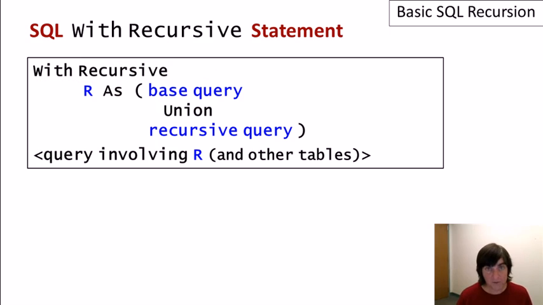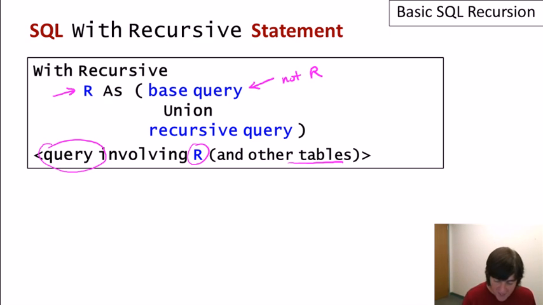Now let me show what the typical form is of one of these recursive specifications in the with statement. So this example I'm giving has just one R specified in the with statement, and then the query at the bottom, again the final result of the recursive with statement, involves R and possibly other tables of the database. The typical way to define a recursive query is to have a base query, and that would be over tables other than R, so not R in this base query, sort of to get the recursion started. And then R will be the result of that base query together with the recursive query.